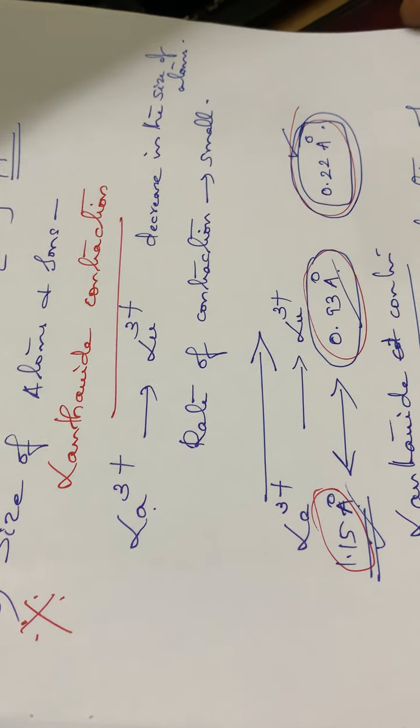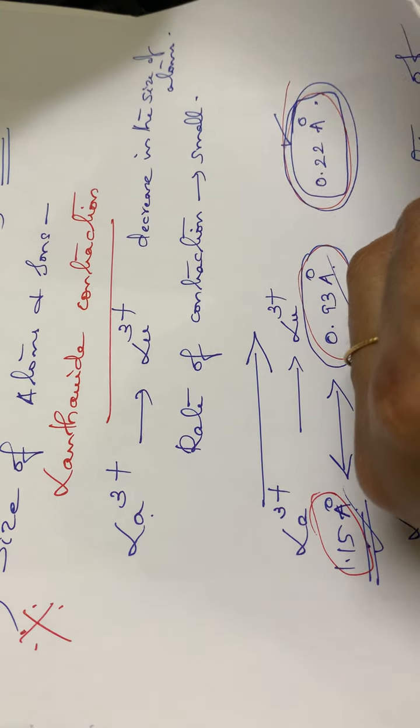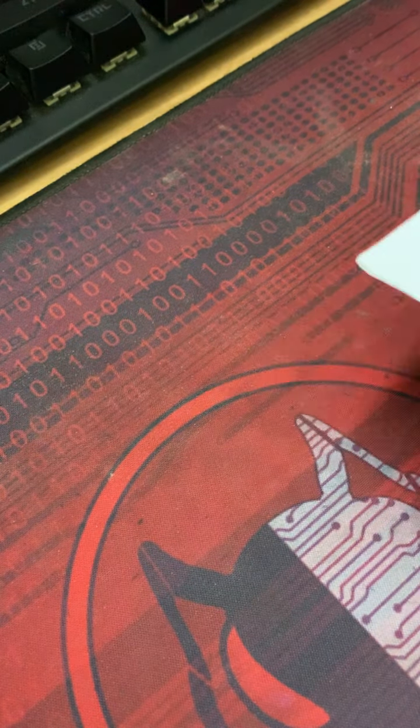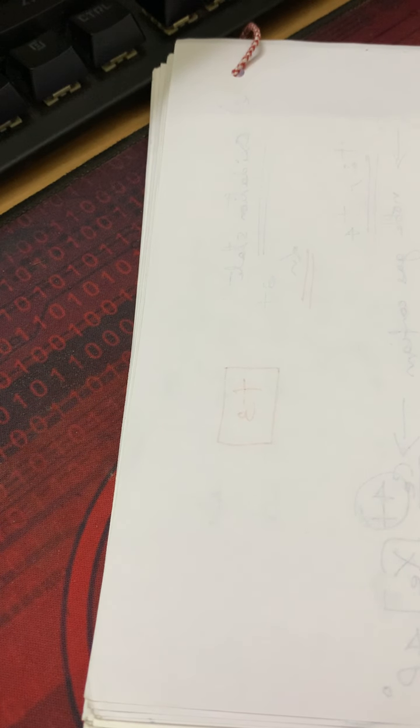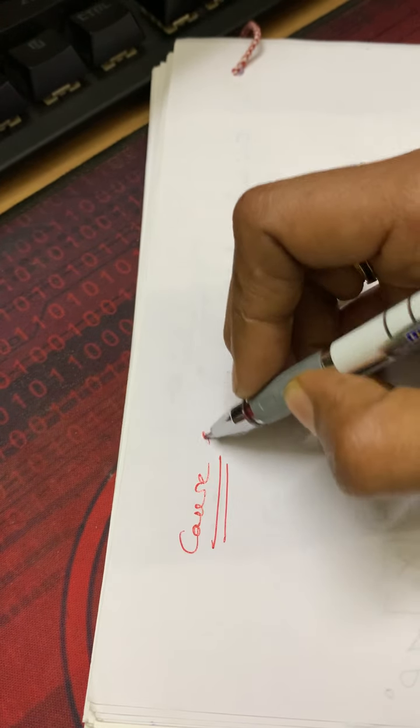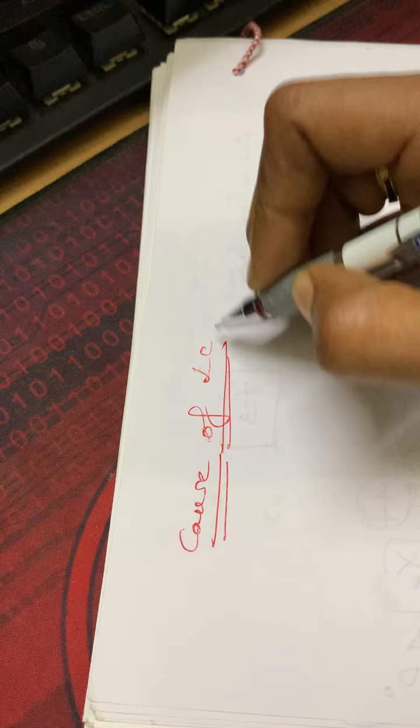So next is another important topic, that is the cause of lanthanide contraction. The lanthanide contraction, its cause and its consequences are very, very important. Then the next is the cause of lanthanide contraction. I am writing it as LC, but you have to write it in full form.